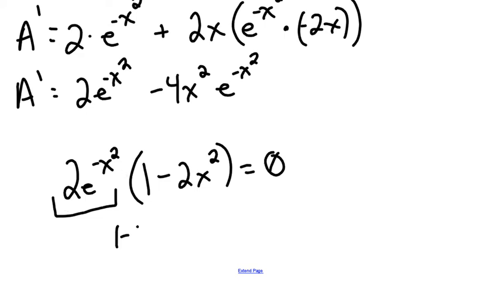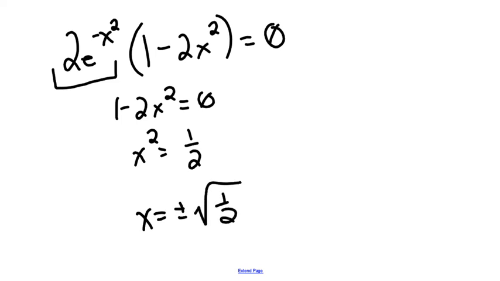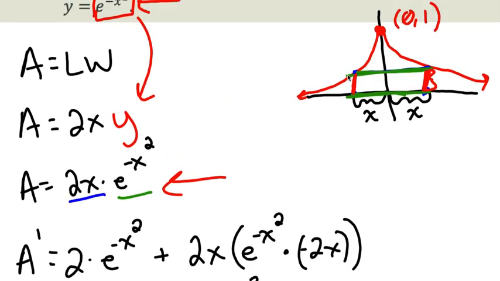So 1 minus 2x squared equals 0. Where does that happen? So x squared, subtract 1, divide by negative 2, you get 1/2. And then take the square root, we get plus or minus the square root of 1/2. So what that means is that this vertex over here was at the square root of 1/2, and this one over here was at the negative square root of 1/2.